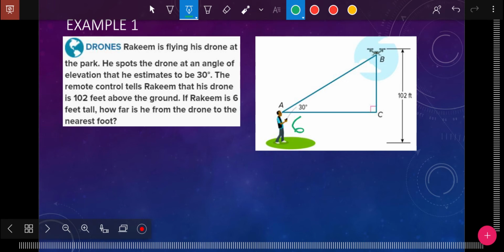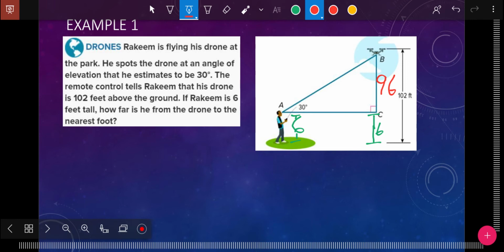And so we're going to put a little 6 right here for that distance, which means also it's 6 feet right here, right? Which means, and most importantly means, this is 96 feet right there. How do I come up with that 96? 102, the whole thing up high, minus 6, the height that's already included up to his eyeballs.